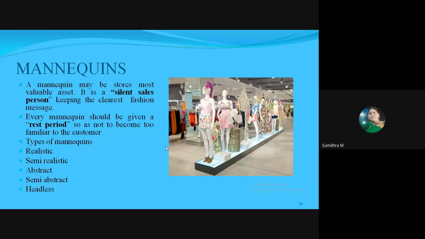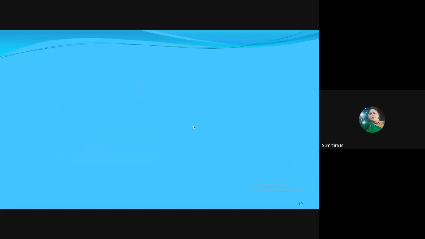So, a mannequin needs at least a rest period of 6 months, and in the next 6 months you can use the same mannequin with different accessories, such as wigs or necklaces. Then the remaining parts, whatever you are able to modify, you can modify. So the mannequin plays a major role, or you can call it a silent salesperson. And the types of mannequins are realistic, semi-realistic, abstract, semi-abstract, and headless mannequins.